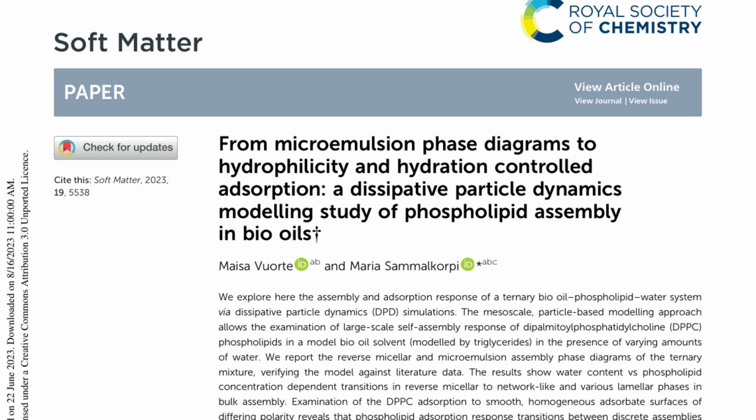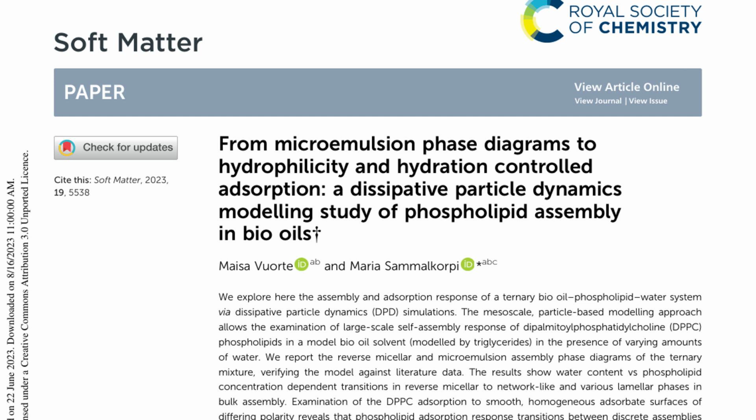The introduction concludes by highlighting the challenges in characterizing microemulsion phase behavior and microscale structural features, as well as the importance of molecular modeling methods in accessing surfactant aggregation and dynamics. The DPD modeling approach is described as a versatile tool that allows for the examination of large-scale assembly and dynamics, providing predictions for assembly morphologies and adsorption phases.